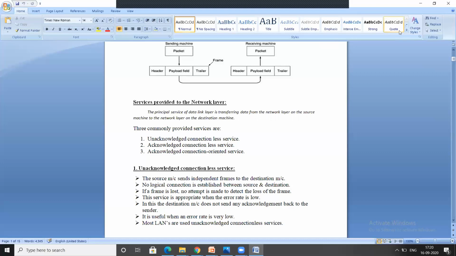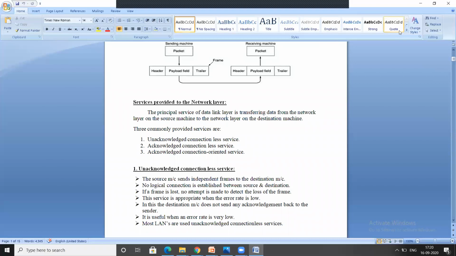Suppose I sent you a message. What will I expect from you? I will expect an acknowledgement that confirms the message is delivered. If I didn't receive an acknowledgement, I would think the message was not received. Here, the first service provided by the data link layer is unacknowledged connectionless service. Unacknowledged means there is no acknowledgement shared between sender and receiver.